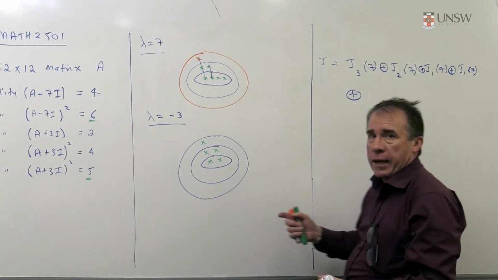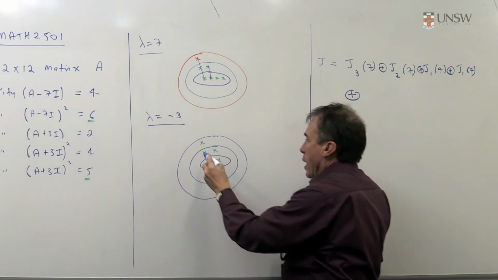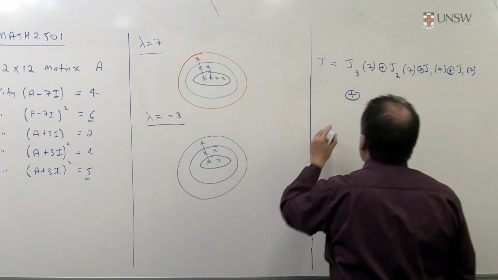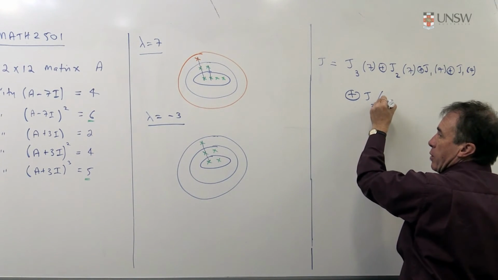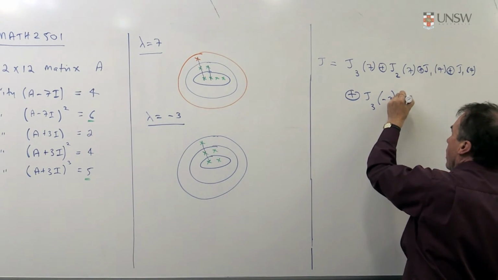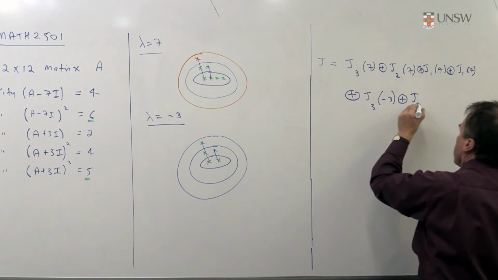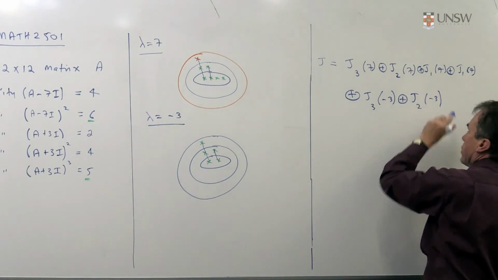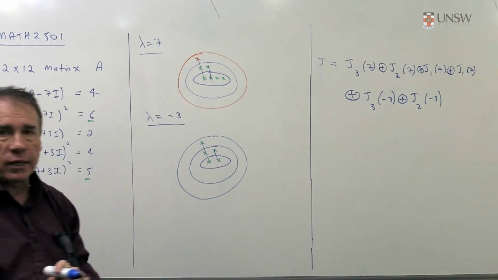Then I can add in the blocks from over here. So this would have a block of length 3. So that would be a Jordan block of size 3 based on minus 3. And I should say, another 2 chain, which is a block of size 2 corresponding to minus 3. So that would be the Jordan form in that particular instance.